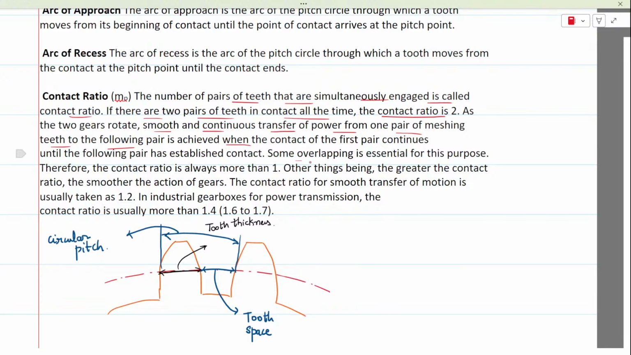Some overlapping is essential for this purpose and therefore the contact ratio is always more than 1. Other things being equal, the greater the contact ratio, the smoother the action of gears. For smooth transfer of motion the contact ratio is usually taken as 1.2, and for industrial and power transmission applications the contact ratio is somewhere between 1.4 and 1.7. These are some of the values adopted for industrial applications.